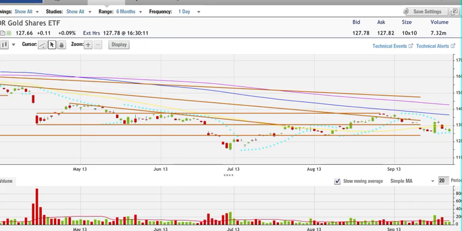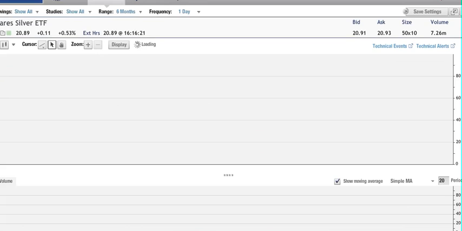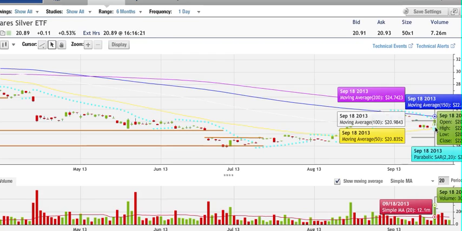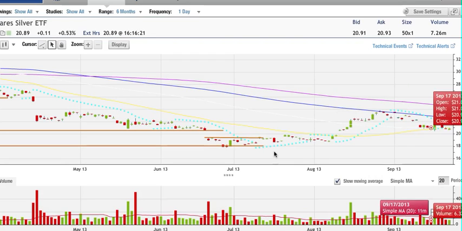For SLV, up 0.5% today. Still hanging around the 50-day moving average, not much volume here. I'm looking for a break of this previous low here last week of 2045 and then looking for 1775 as our next target.